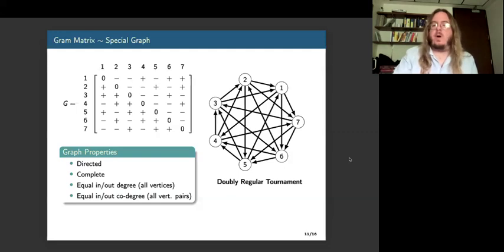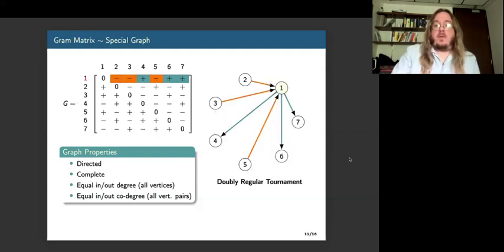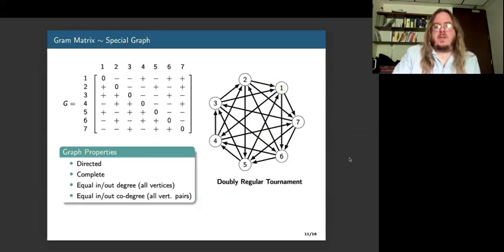So I'm going to pick on vertex 1 here. If you notice, it has 3 edges coming in and 3 edges coming out. And this is encoded in the matrix on the left. I can just check a row and count its minuses and its pluses. But more than that, it also has this equal in and out codegree.